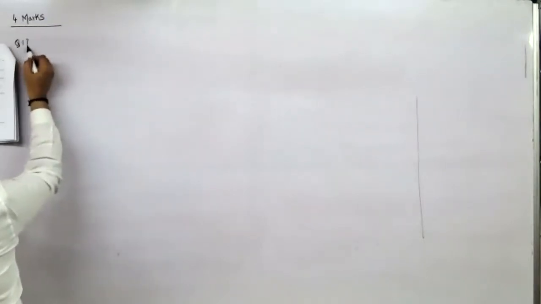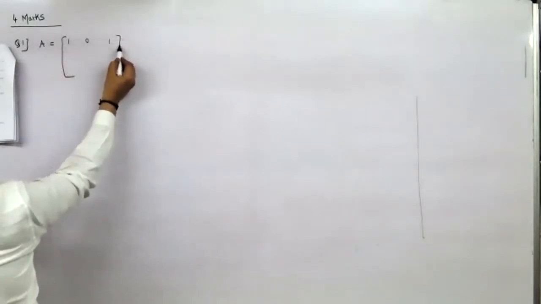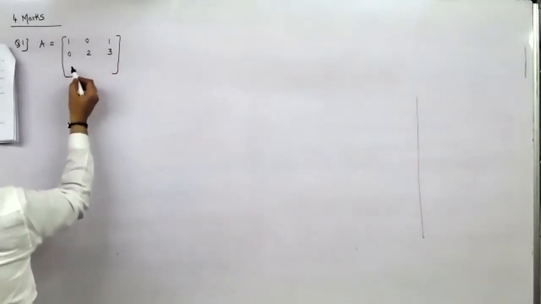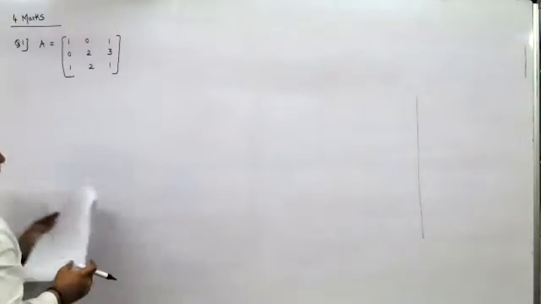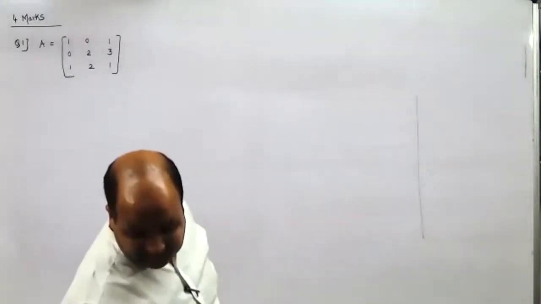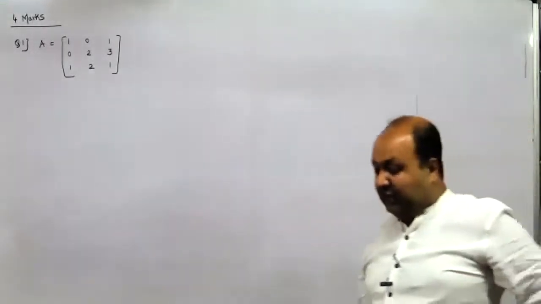Question 1. A is 1, 0, 1, 0, 2, 3, 1, 2, 1. And you have been asked to find A inverse using elementary row transformation.